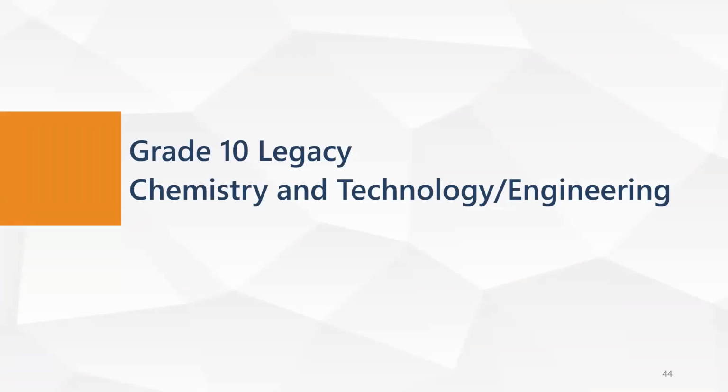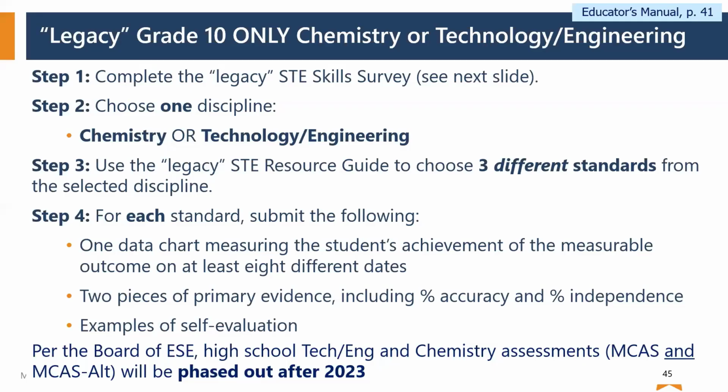So this is strictly for high school, and it's strictly for grade 10. This is not for grade 9. If you do not want to do either introductory physics or biology, and this is your last year to do either chemistry or tech eng, the Board of Education has said that MCAS and MCAS-Alt will be phased out for these 2 content areas, tech eng and chemistry. So this is your last year. You pick one of those.